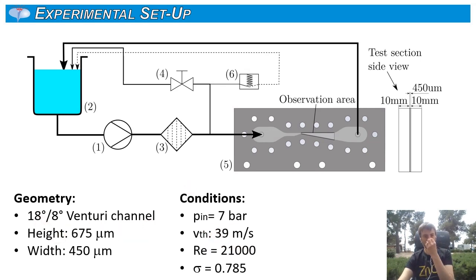This particular work that I will show you today applies to the whole range of conditions that I've discussed. It is on a channel 675 micrometers high and 450 micrometers wide, at 7 bar and about 40 meters per second. The flow is turbulent, and we have a cavitation number of about 0.785.